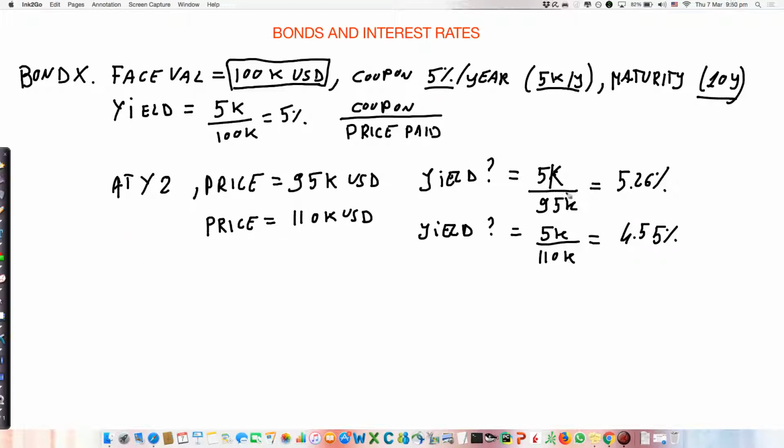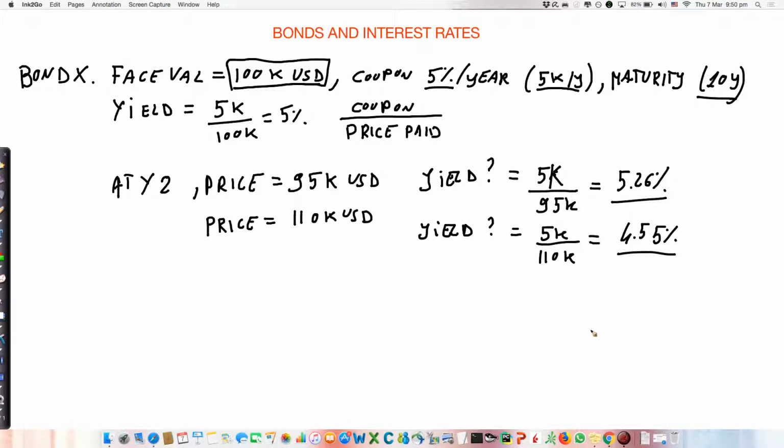So if you buy at the beginning, you have 5%. If you buy when the price is below the face value, you have a higher yield. And when the price is above, you have a lower yield. So this is the first thing to understand when we discuss bonds.